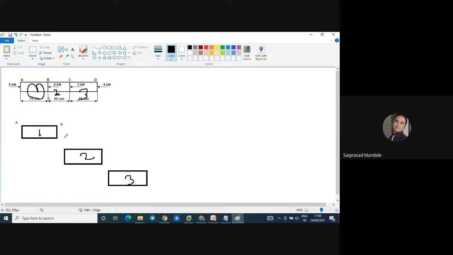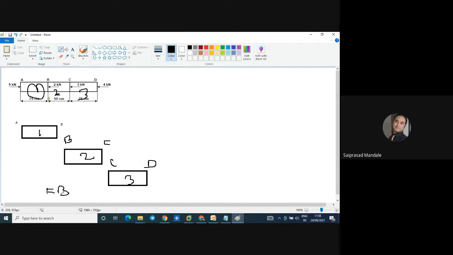This is 1, this is 2, this is 3. Here it is A, it is B. So what is the name over here? If this is AB, then this is BC. Perfectly correct. If it is BC, then this is CD. Perfectly correct. So the first section is AB, the second section is BC, the third section is CD. Clear?